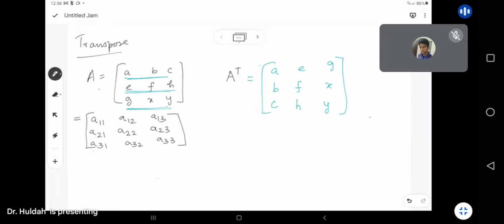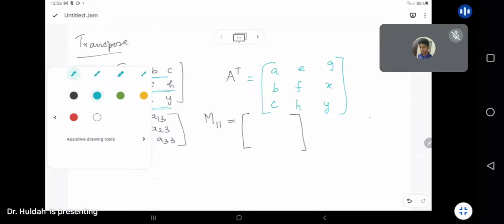Am I clear? Now I want to find, listen to the question correctly and then tell me. If you do one example, you will all understand. Now I want to find a matrix for a minor. A minor I'll represent by M. I want to find the minor for A11. So minor 11 I want to find. If I want to find M11, what should I do? Now look here what I'm doing.